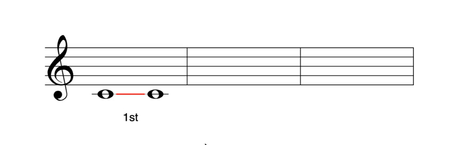If two notes share the same line or space, they are a first. So C to C there is an example of a first. A D to a D is an example of a first. E to an E is an example of a first. Nice and easy, nice and simple.